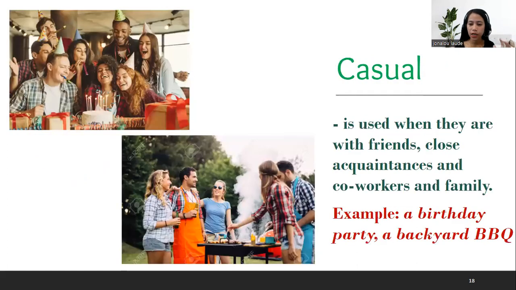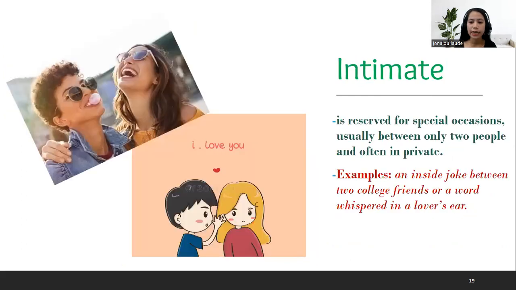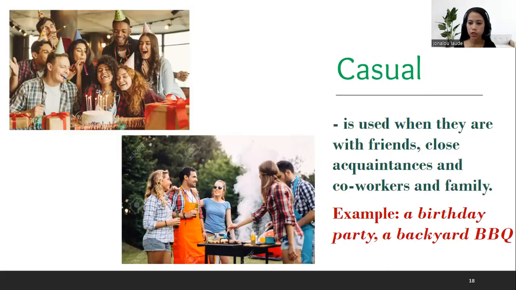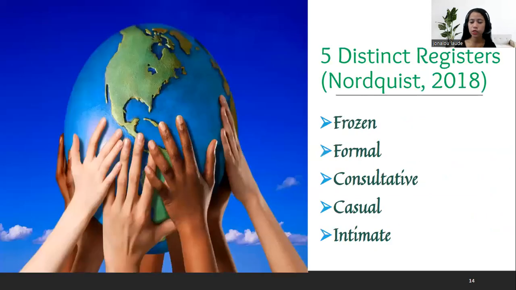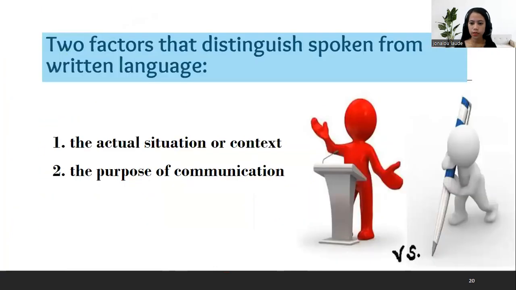Unlike casual, where you just talk to the person, you cannot share your problems because they might spread them around. So the way you talk to him or deliver your speech is casual, very casual. Unlike intimate, where you have intimacy, so you can share. That is the difference between casual and intimate. So again, we have five distinct registers: frozen, formal, consultative, casual, and intimate. Okay?